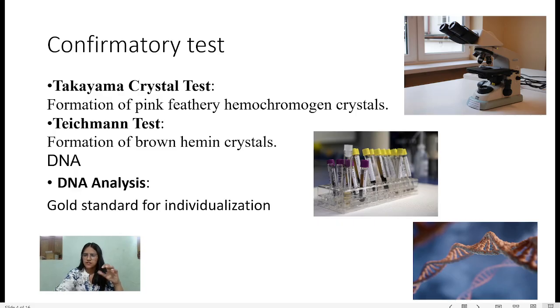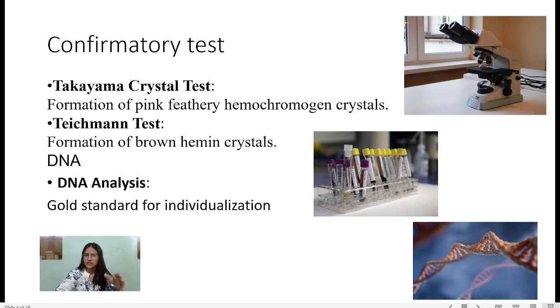The procedure of this test is that we add the Teichmann reagent to the suspected stain, gently heat it, and examine it under the microscope. The result is that brownish rhombic crystals are formed. Yes, rhomboid-shaped crystals in brown color are formed when we view it under a microscope. The significance of this test is that it is a classical confirmatory test. It is sensitive, but it requires careful heating.